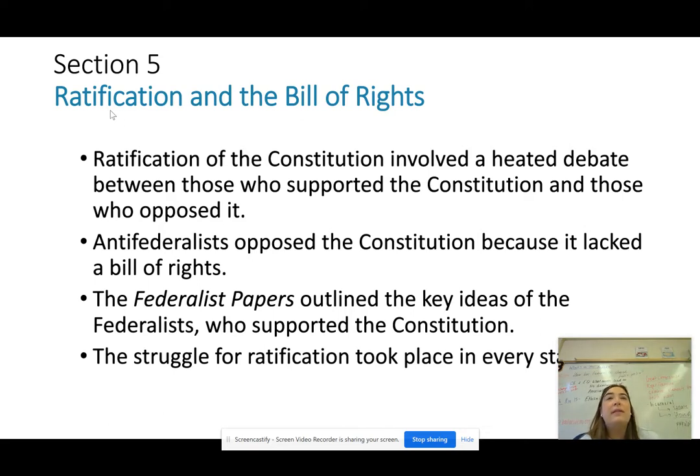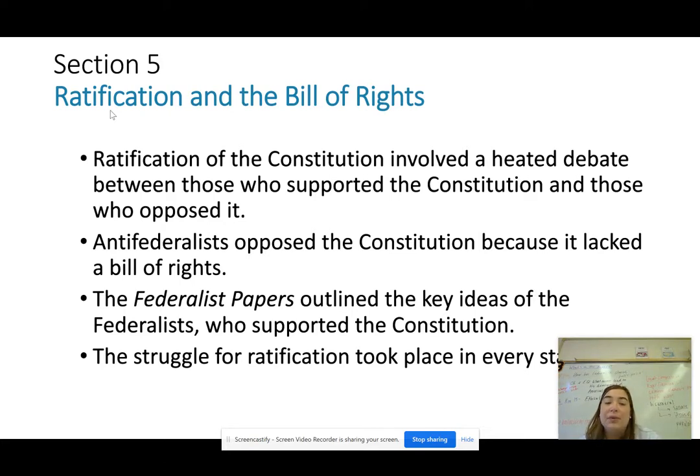So they said, okay, let's compromise. We will ratify the Constitution. We will vote on the Constitution to go through if there is a section dedicated to preserving individual liberties, to protecting the rights of the individual, because that's what they were concerned with.